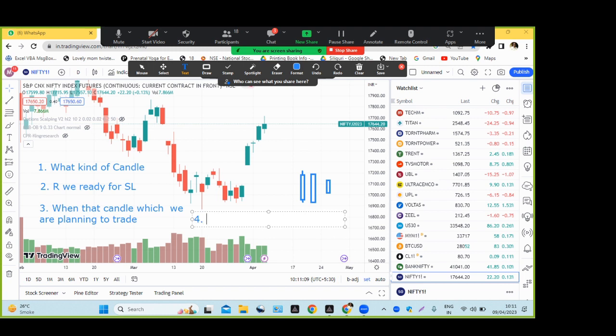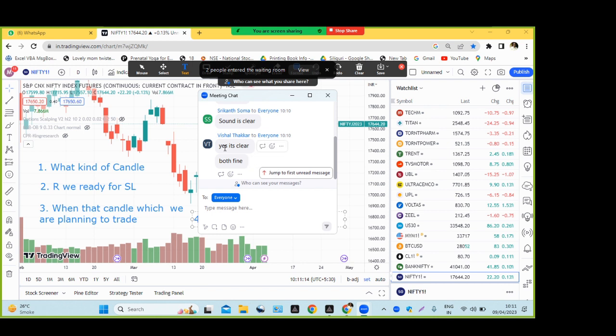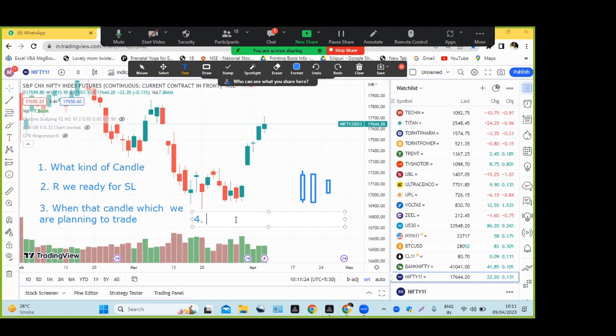Everyone is okay? And guys, please keep your mic on, so that we all can discuss, because it's a kind of discussion where we are talking about what issues we are facing in the market. So number four is where that candle is appearing. These are the only four things we require. We don't need anything else.